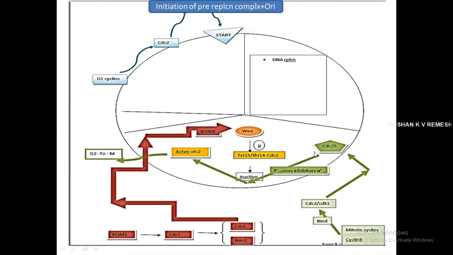The importance of CDC25 is that CDC25 removes the inhibitory phosphate from CDC2. So the CDC2 will get reactivated, that means it will get activated. Now the mitotic cyclins can activate the CDC2 and the cell cycle can drive from G2 to M phase of the cell cycle. The importance of CDC25 here is that it removes the phosphorylation of the CDC2. So the CDC2 will get activated.